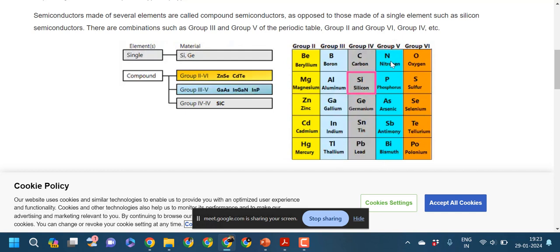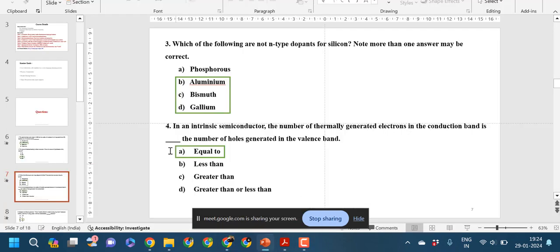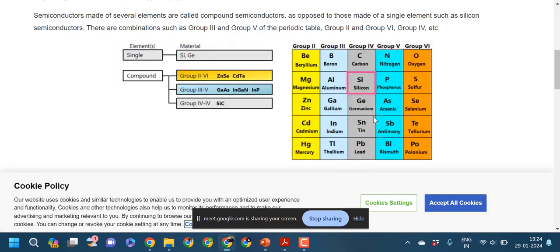So these are our n-type dopants and these are our p-type dopants. Now if you see our examples, we have aluminium, bismuth, and gallium. Here we have aluminium, gallium, and if you go below, we'll have bismuth. So bismuth is there, so your answer is aluminium and gallium. Is that clear? Yes, ma'am.